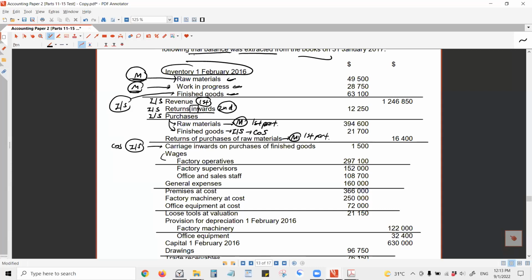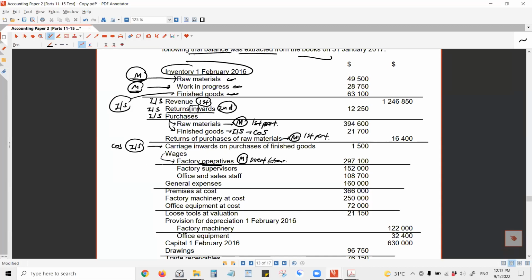Factory, pay to the factory operatives. This is in the manufacturing account. This is direct labor because of the word operatives. Okay, so this is direct labor. That means it's not production overhead. It's not production overhead.